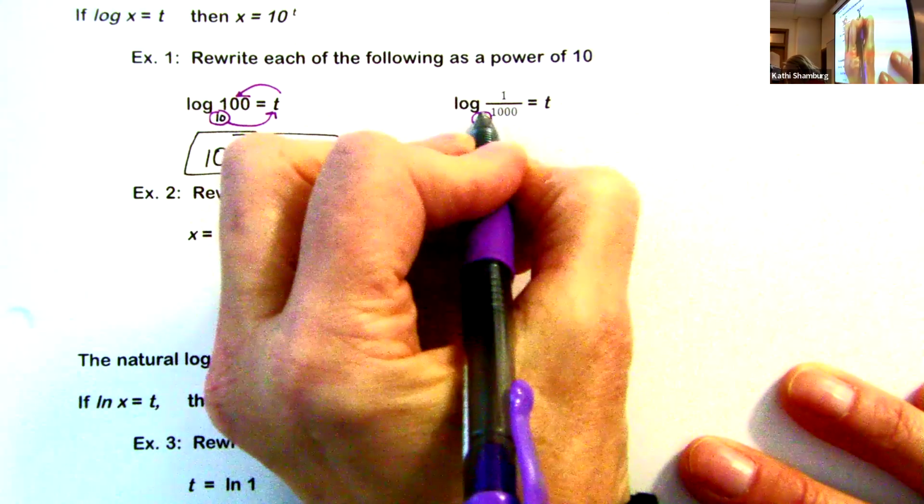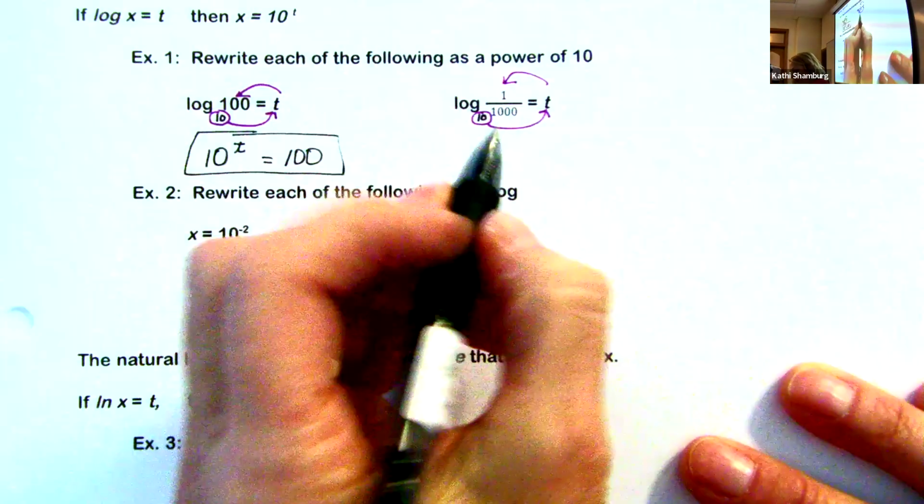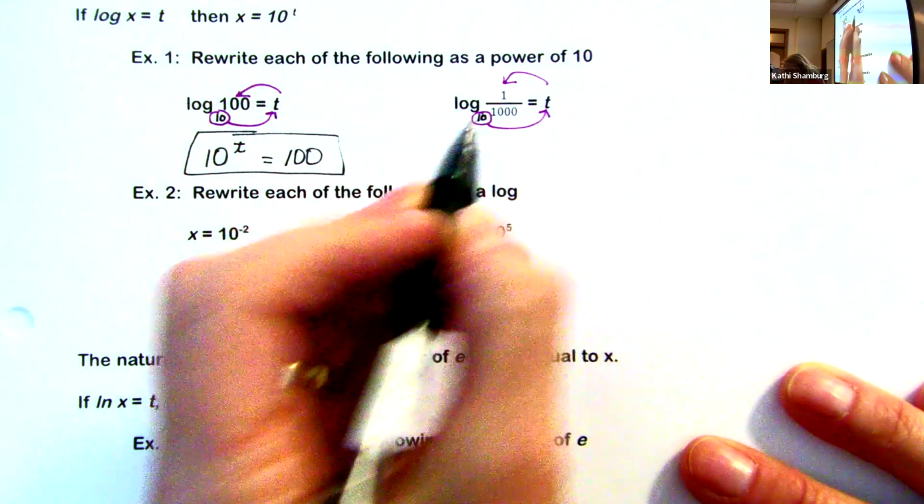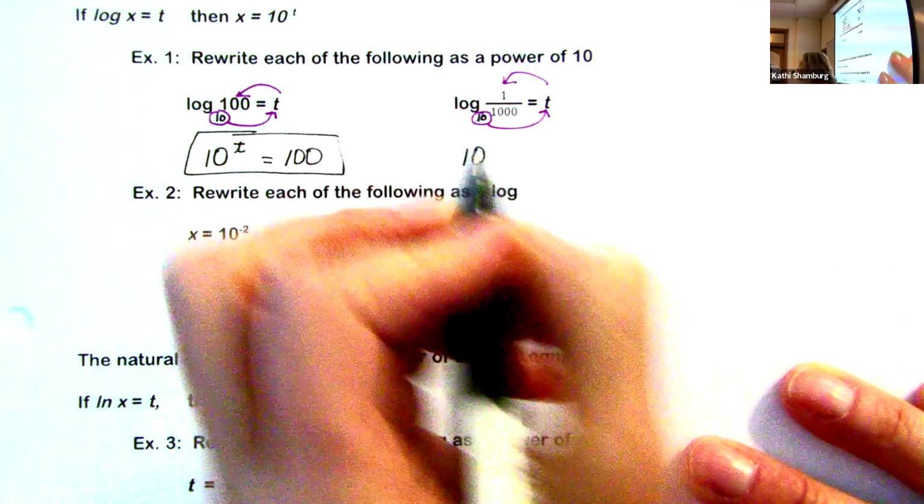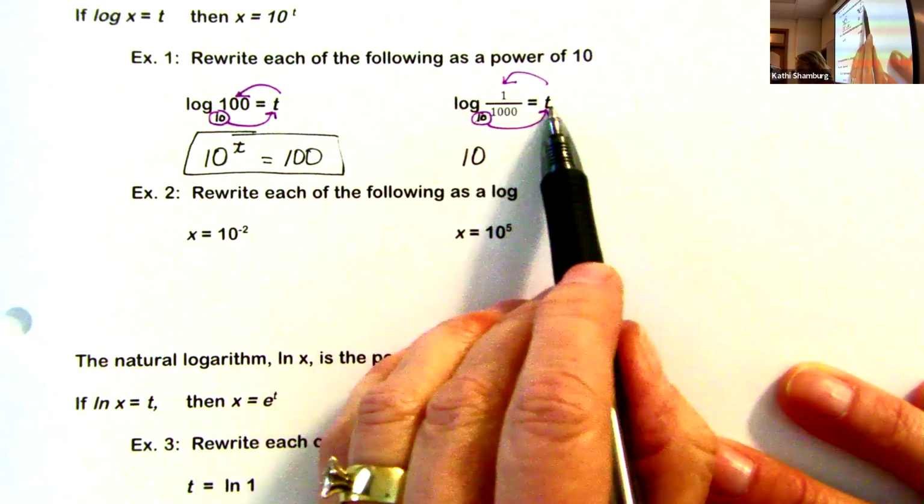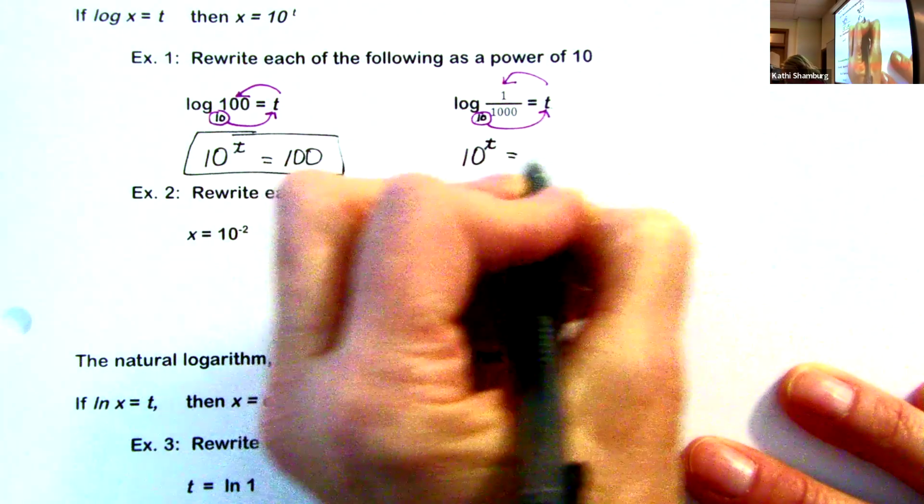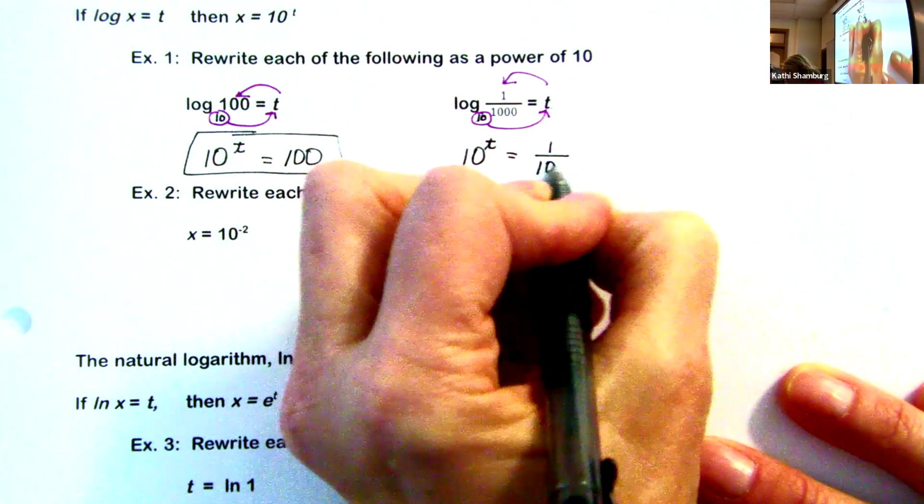So if I'm going to rewrite it exponentially, this is log base 10. So it is also the base in my exponent. Logs are always equal to exponents. So this is my exponent, and then that would equal 1 over 1,000.